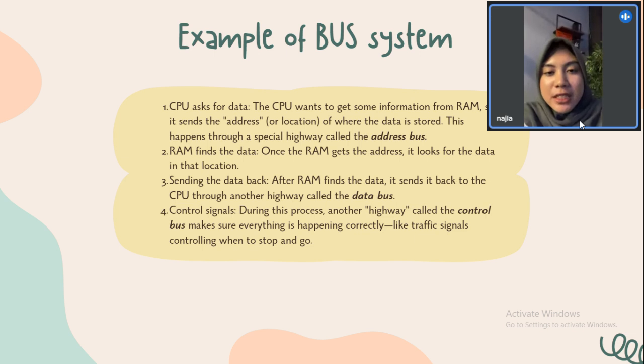Second, RAM finds the data. Once the RAM gets the address, it looks for the data in that location. After that, it sends the data back. After RAM finds the data, it sends it back to the CPU through another highway called the data bus. The last is the control signal during this process, another highway called the control bus. It makes sure everything happens in a controlled way, like traffic signals controlling when to stop and go.